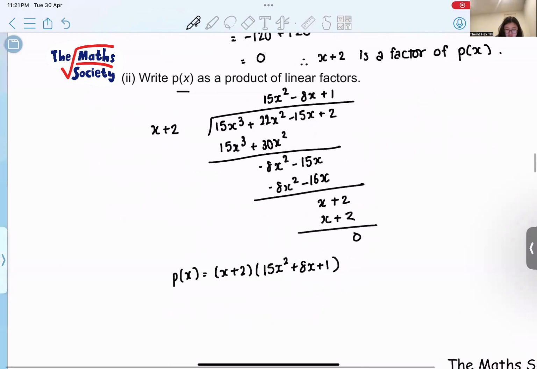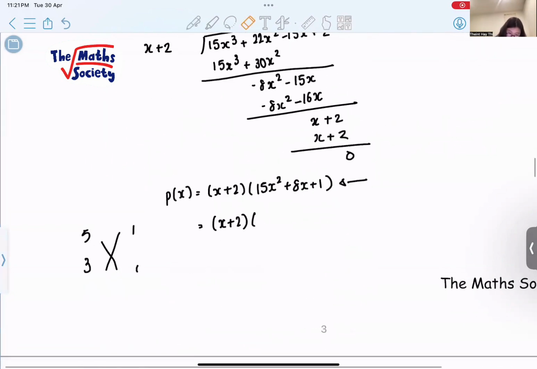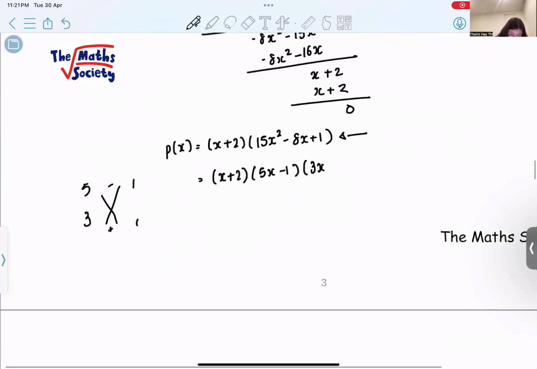So if they ask us to do linear, it's better to simplify this as well. So x plus 2. And then you're going to do the cross method for this 15x squared, so it's going to be like 5, 3, 1, 1, and it's plus plus. Oh wait, it's supposed to be plus 8, so the bigger one has to be plus, and the smaller one has to be minus. So 5x plus 1, 3x plus 1. So that's going to be your p of x: 5x plus 1, 3x plus 1, and then you get x plus 2.